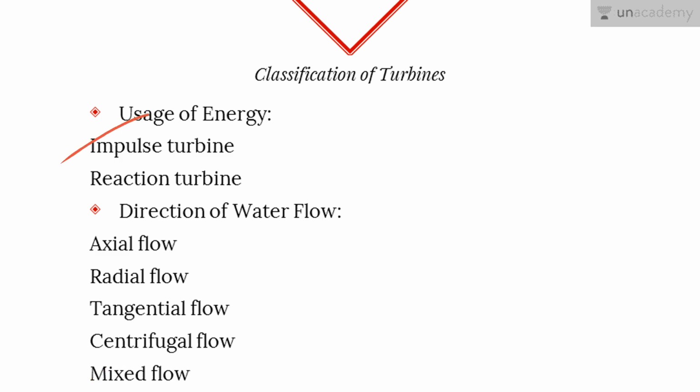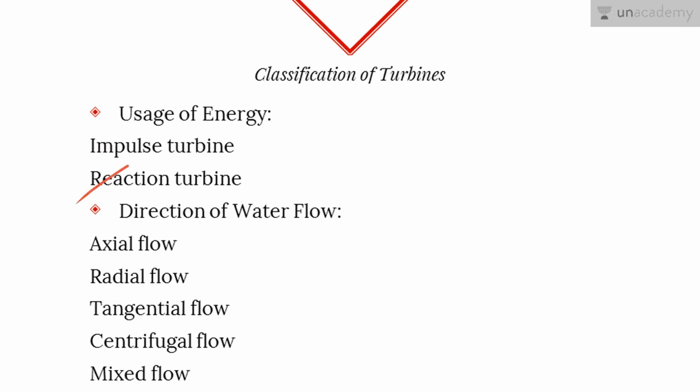So let's talk about the impulse turbine. Impulse turbine is a turbine in which the flow takes place in a tangential direction. In the impulse turbine, the hydraulic energy of the fluid is changed into kinetic energy of the fluid, which is then used in rotating the runner or rotor. So the Pelton turbine is an example for the impulse turbine.